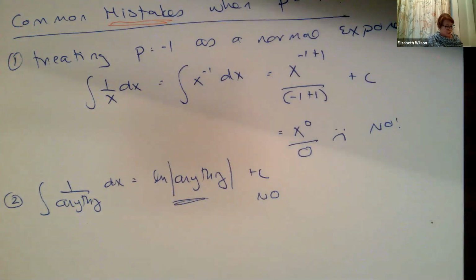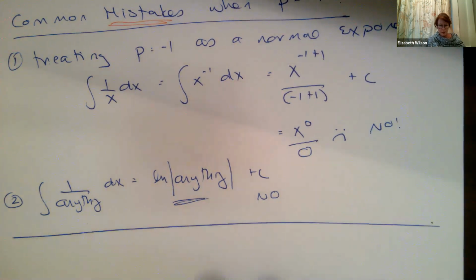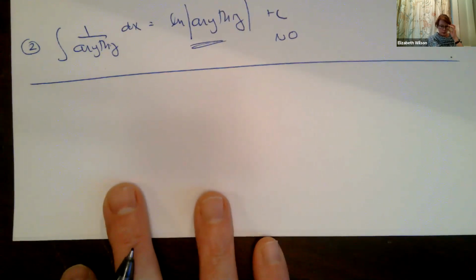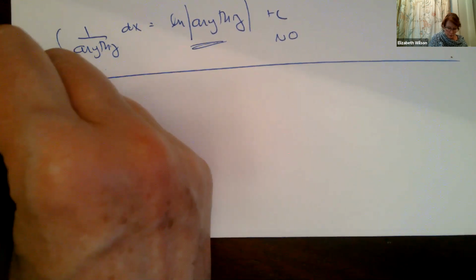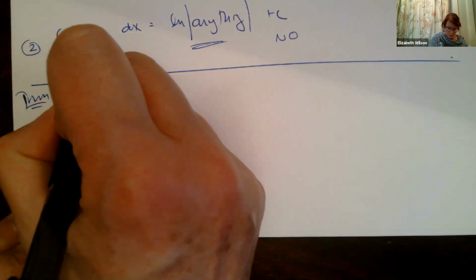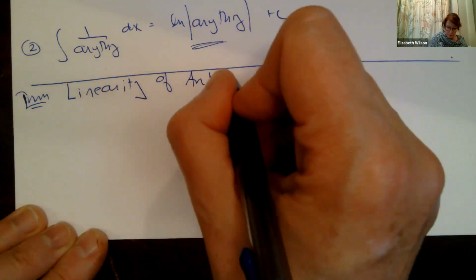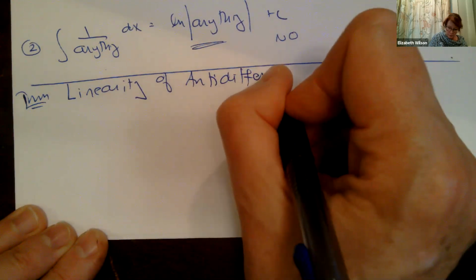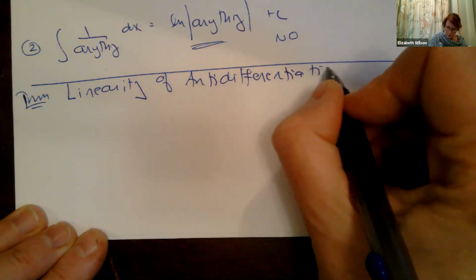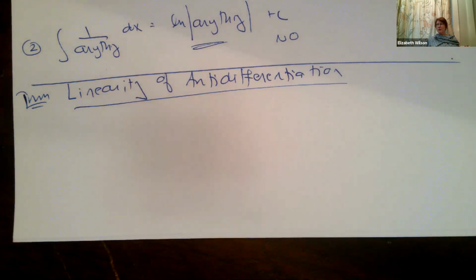All right, let's talk about another really important theorem. It's our linearity. This is a theorem. Remember when we did linearity of derivatives, we said f of x plus or minus g of x, and I can take the derivative of f of x, I can take the derivative of g of x, add or subtract them later? We can do that with antiderivatives.